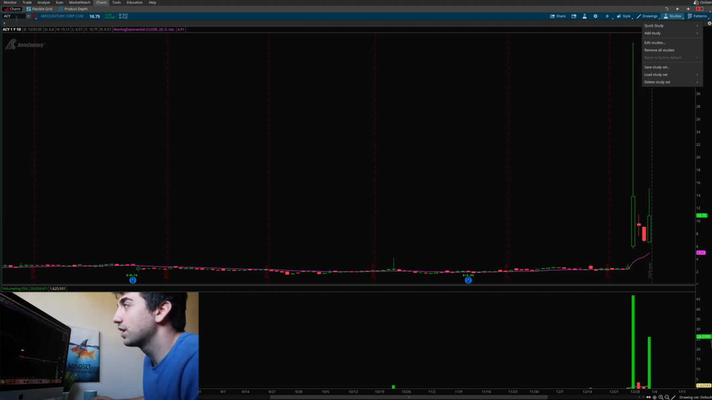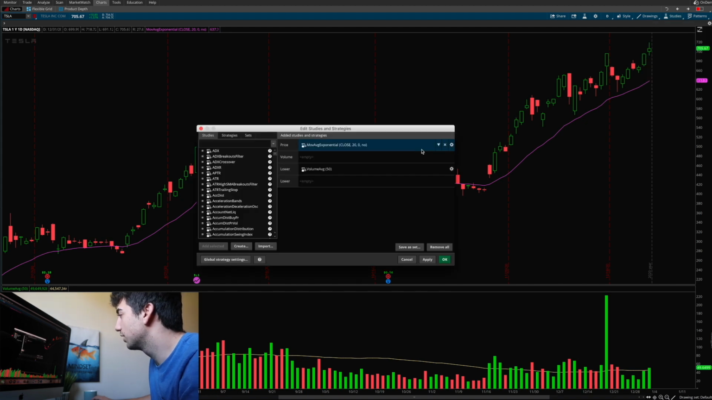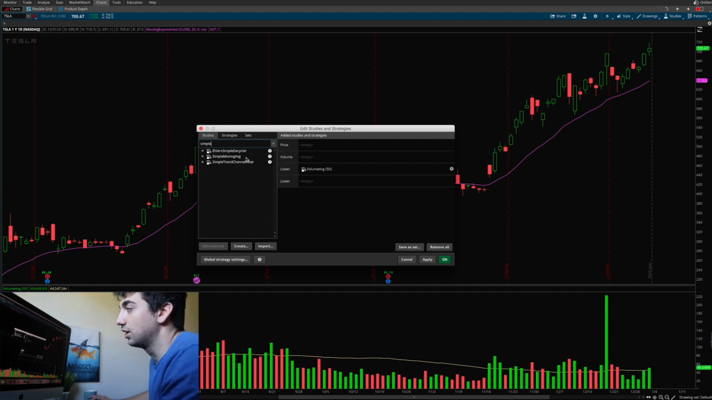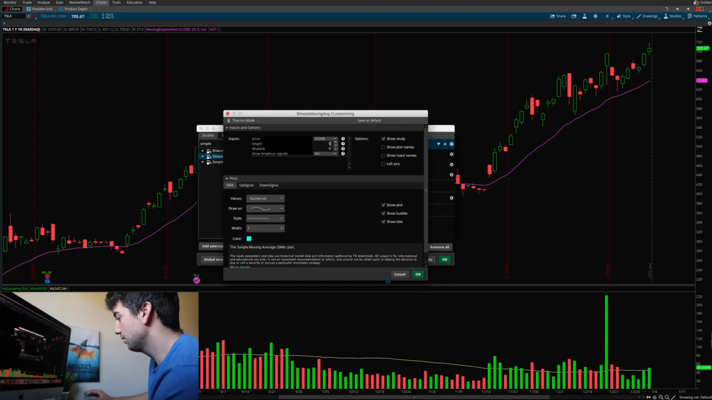So let's go, for example, on Tesla. So Tesla, we're going to change the studies, edit studies. We're going to get rid of the EMA, and we're going to be adding 4 different SMAs. So I'm going to show you guys which ones those are. So this is what we use for our swing trade strategy. 1, 2, 3, and 4. We're going to change this from a 9 to a 20. We're going to keep that blue.